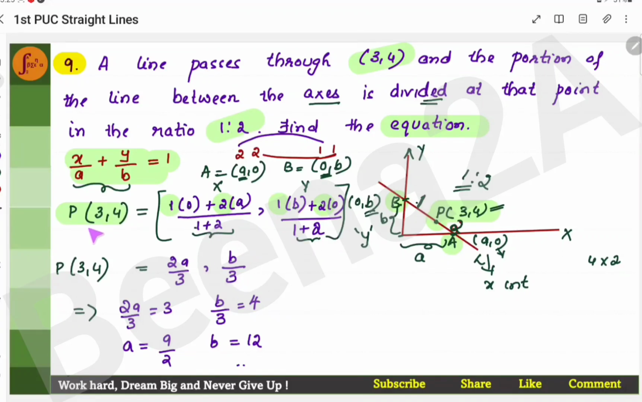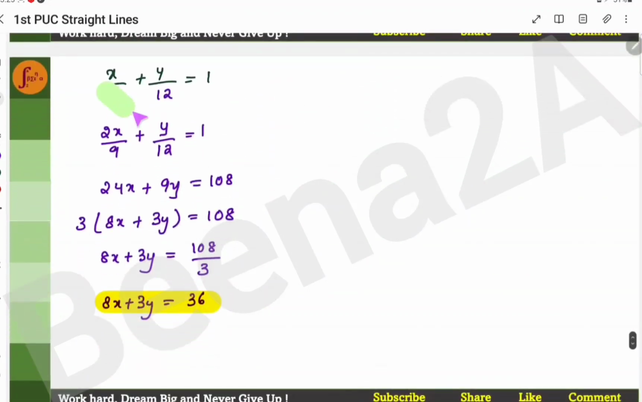Now you will have to equate this to the point (3, 4). So this point, 2a over 3 is equal to 3, and b over 3 is equal to 4. Equate it like this and get the a and b values, the intercept values. Now substitute a and b in this equation, simplify it, and you'll get the equation.